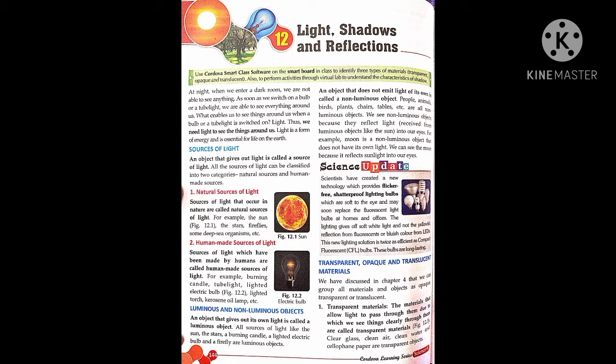When it is dark, we are not able to see anything. When the light is there, then we people will see everything clearly. So we need light to see the things around us. It is clear that we need light to see things around us.